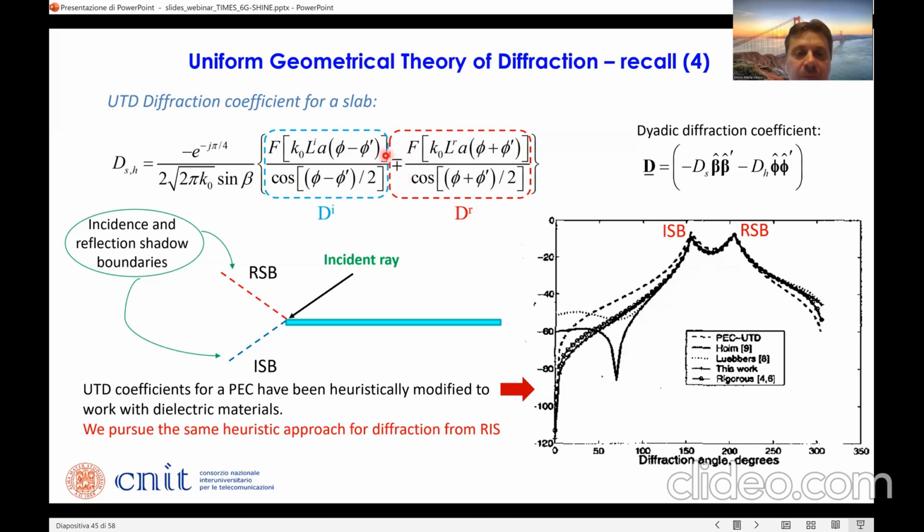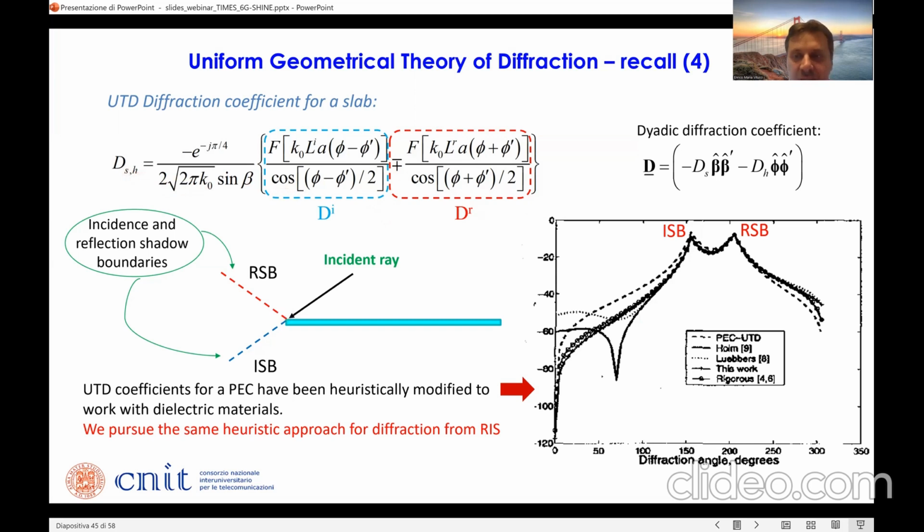And we have in the coefficient two terms. The first one, which is called di, is the one that compensates for the incident shadow boundary, the ISB, while the second one is the one that compensates for reflection. And the two are separated by a minus or a plus sign, depending on whether the coefficient is a soft or hard diffraction coefficient.